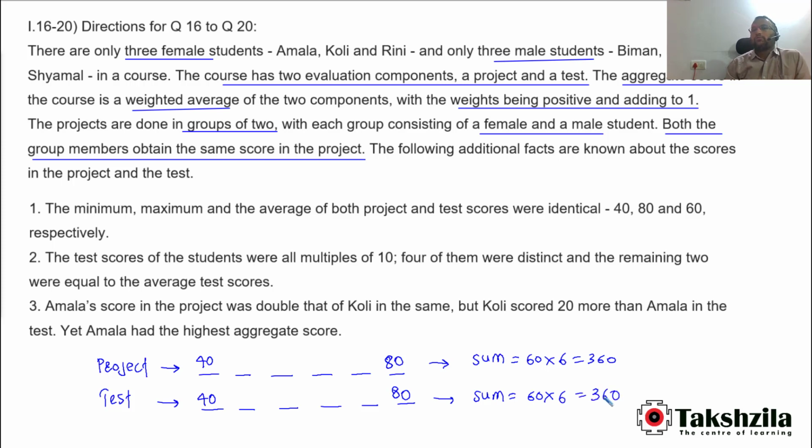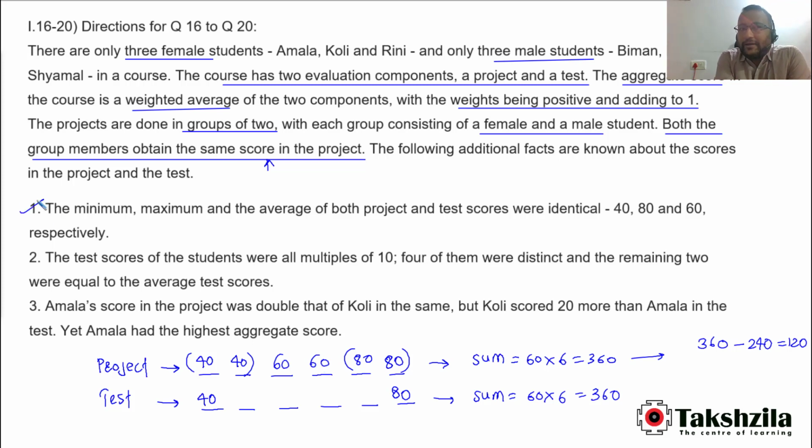Over here we know one more thing, that in each group there are 2 students and both students obtained the same score in the project. So in the list of project marks, 40 will appear twice, so this is the same group. 80 will appear twice, this is the same group. And the remaining 2 numbers are supposed to be identical. Out of 360, subtract 40, 40, 80, 80, that is 240. The remaining is 120. Divide this 120 into 2 parts, that is 60 and 60. So we're done with statement number 1.